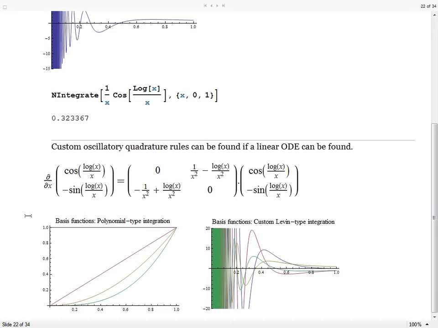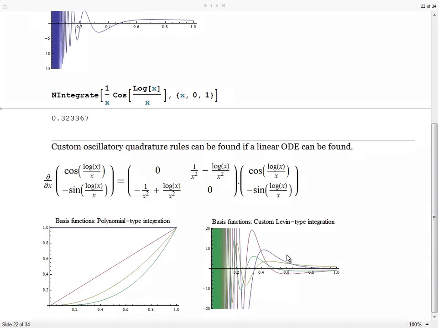The Levin basis functions are derivable from a linear differential equation satisfied by the oscillatory part of the integrand, if that differential equation exists and can be found. For this numerical integration, NIntegrate symbolically determines that the oscillatory part of the integrand satisfies this system of linear differential equations of order 2.